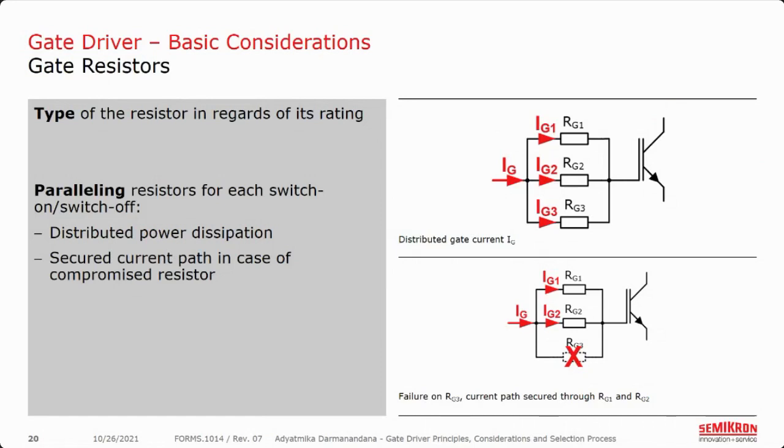This can be avoided with a parallel connection, because the first thing is that the current will be distributed among the resistors, so each resistor doesn't need to take on the whole burden. And the second reason is that in the case of a compromised resistor, it doesn't necessarily mean complete loss of the gate current path.